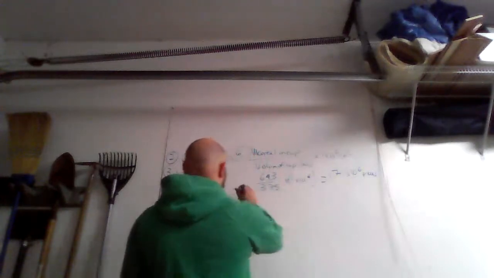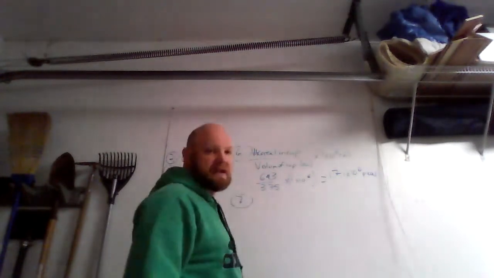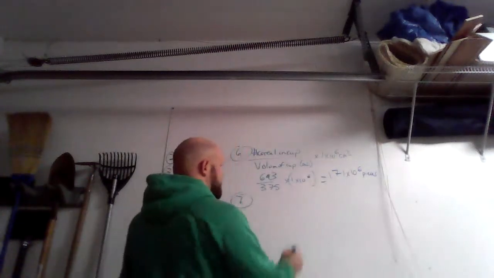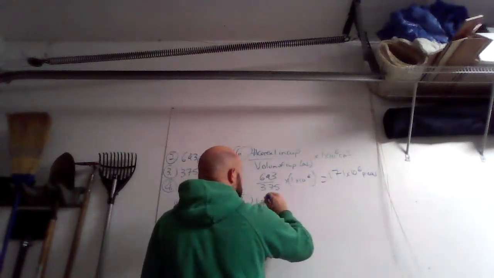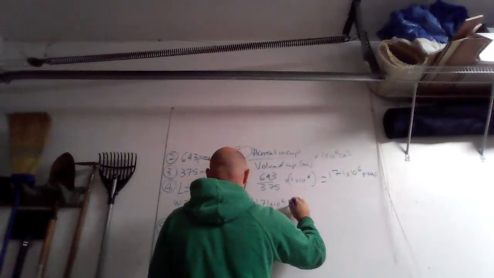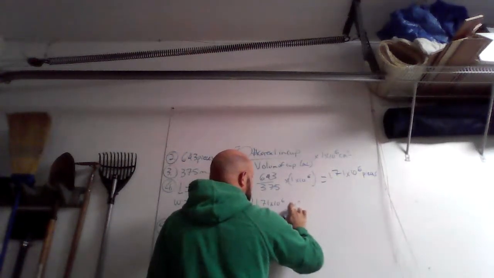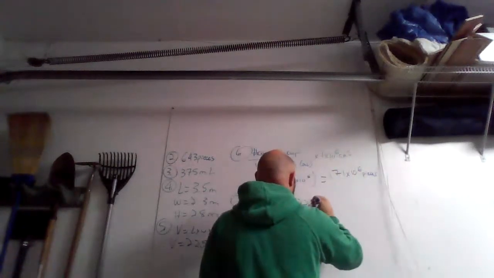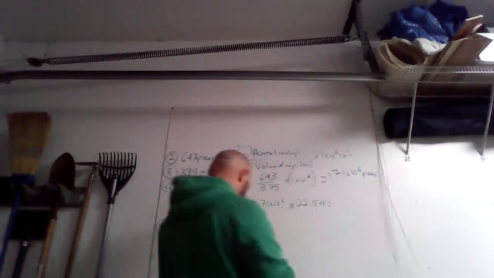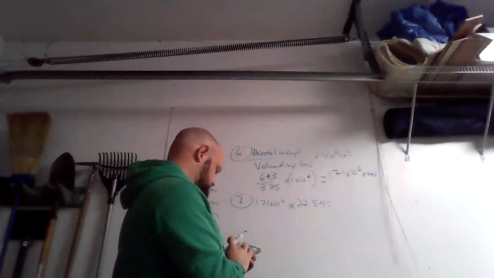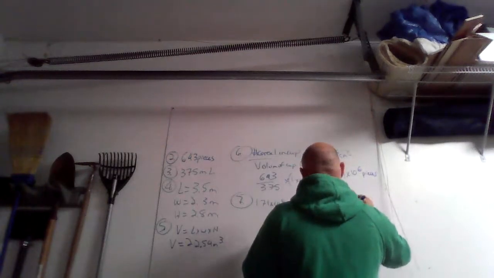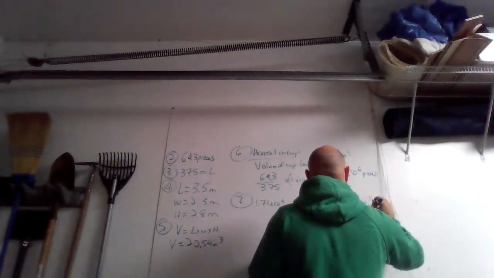Record your answer in the data table. Okay, so for 7, I'm going to take the number of cereal you have in a meter cubed times the volume. So I'm going to take this number, 1.71 times 10 to the 6th, times, so I'll do an X so it's a little more clear for you guys. My volume here, 22.54. And I'm going to get 3.86 times 10 to the 7th pieces.